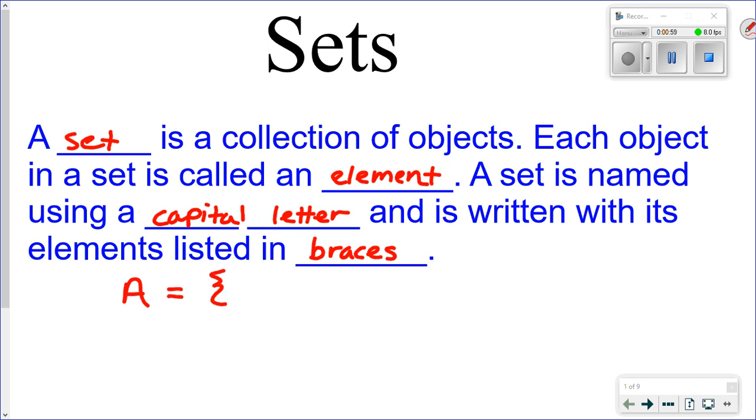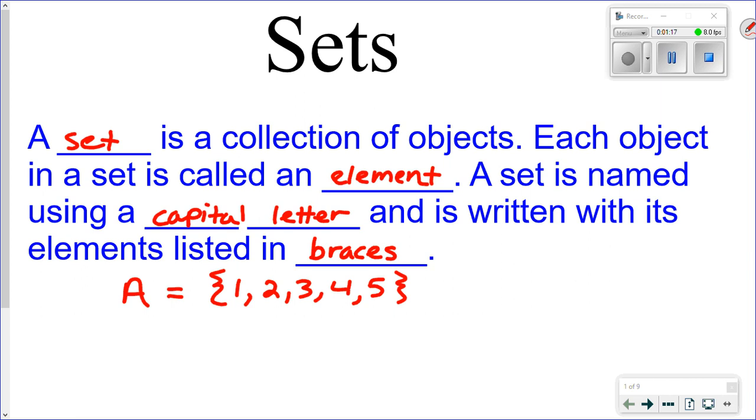And in this set, I'm going to use numbers for the elements. So we'll just make the elements 1, 2, 3, 4, and 5. So set A consists of the elements 1, 2, 3, 4, 5.